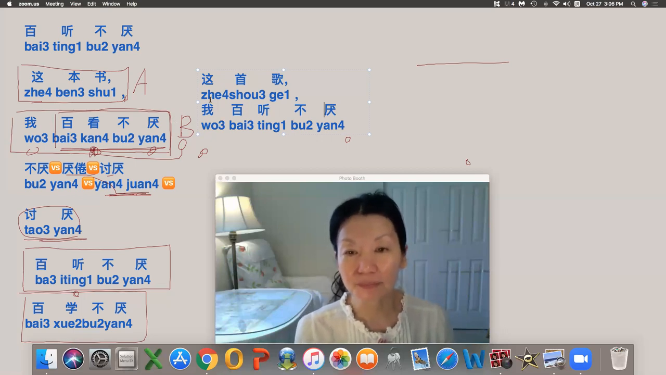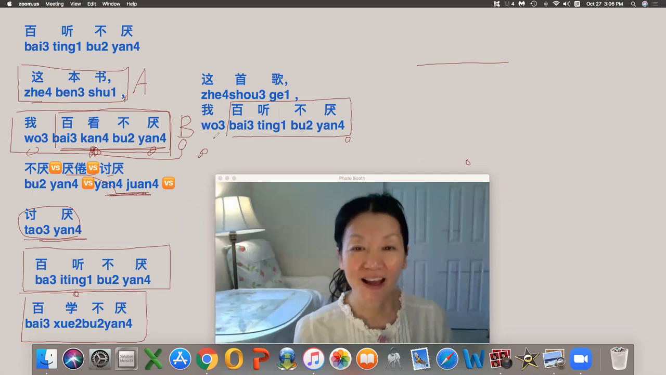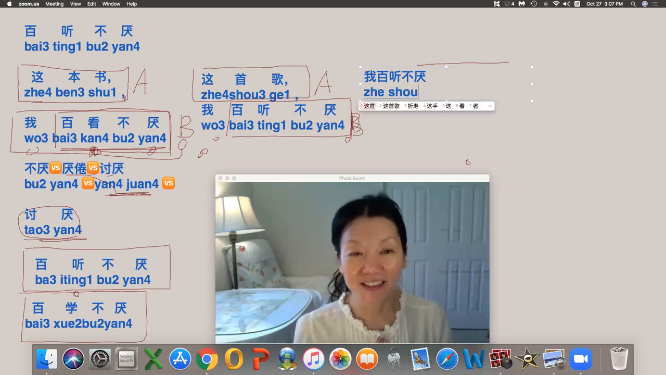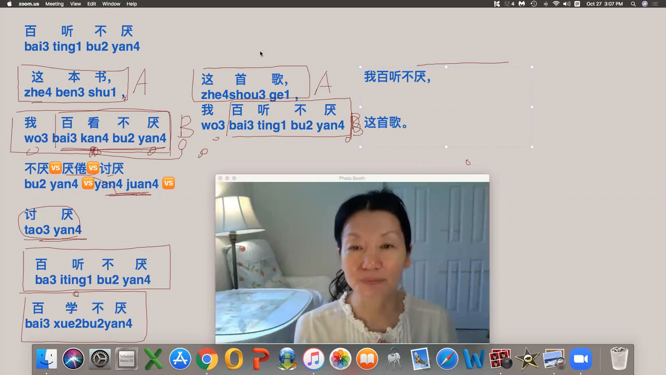Okay, I want to say how we use the idiom. 百听不厌 at the end of the sentence. You can say 我百听不厌. This still has two parts. This is A, and this is B. Then I just change it: B goes first, A goes second. 我百听不厌, then 这首歌. Maybe you ask what Chinese people like to say. I can't say 100% everybody, I can say more people. I always give you this memory.